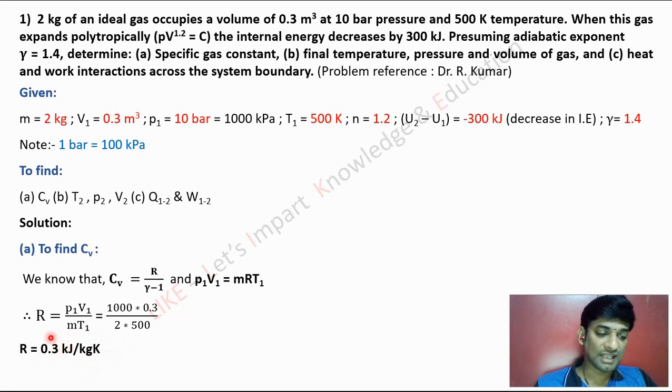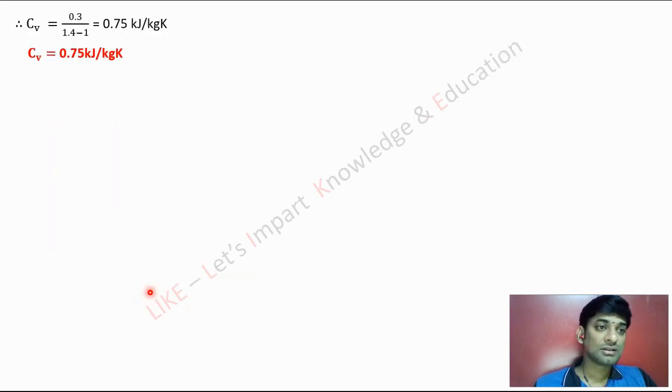Now R is determined. Now you can substitute this R value here. When R is 0.3, gamma is equal to 1.4. If you substitute R and gamma, you will get the CV value. In some cases, gamma may not be given. You can assume gamma as 1.4 always. Even though it is not given, you can assume it. Now substitute R and gamma here. You will get CV is equal to 0.75 kilojoule per kilogram Kelvin.